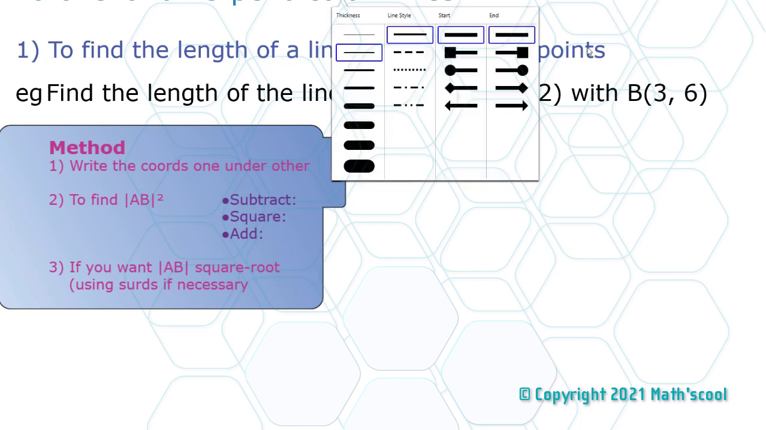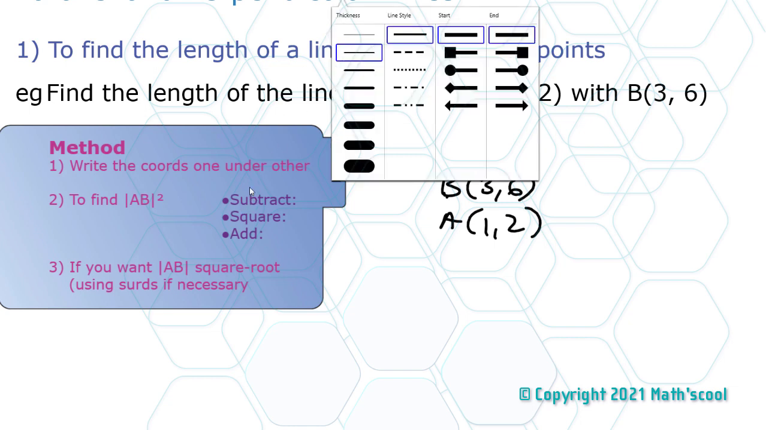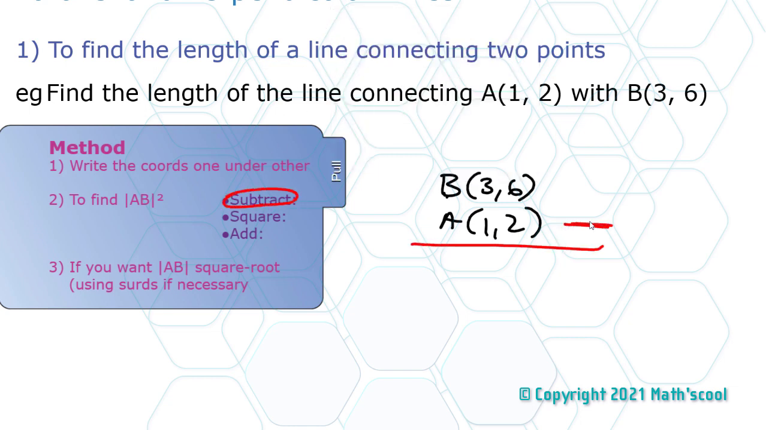We're going to write the coordinates of the points one underneath each other. It doesn't matter which order, so B is 3, 6, and A is 1, 2, and then it says subtract them, so that gives us 4 and 2. And then the next thing it says is square them. And now it says just add, and then that will be equal to the length of AB squared.